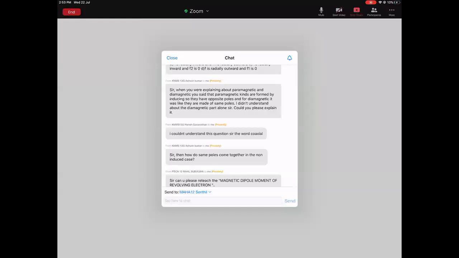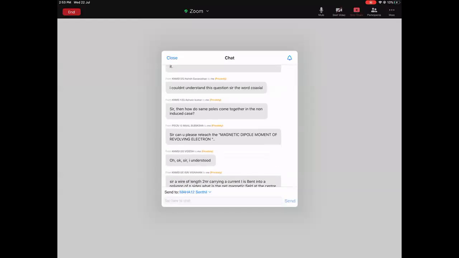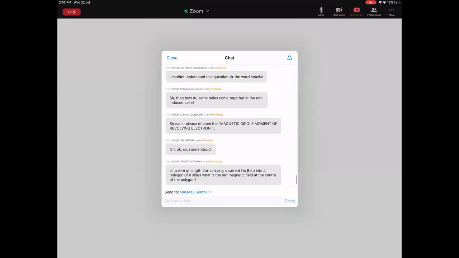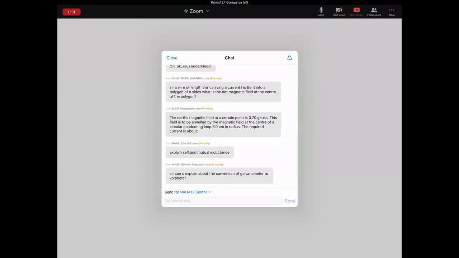Sir, how do poles come together in the induced case? Can you please reteach magnetic dipole moment of a revolving electron. A wire of length 2r carrying a current I is bent into a polygon of n sides. What is the magnetic field at the center of the polygon? This field is annulled by the magnetic field at the center of a loop. The required current is about, yeah. Explain self and mutual. We have not yet learned self and mutual inductance, so don't worry about it. Can you explain about the conversion of galvanometer to?